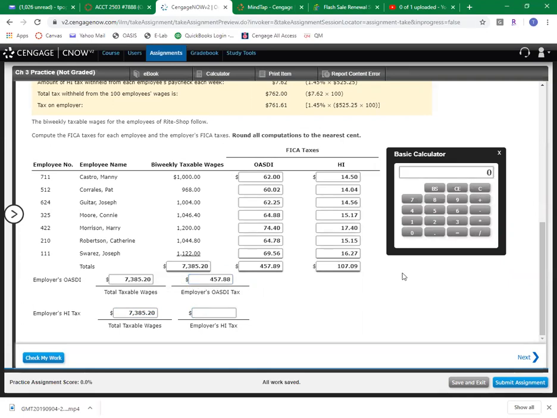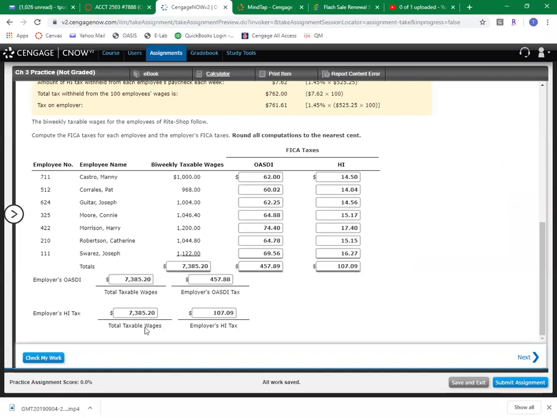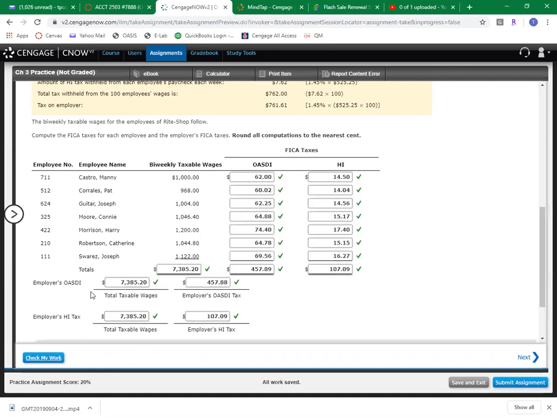And I would do the same for the Medicare tax. Notice there I actually get the same amount. So if you're off a penny or two, that's why you definitely need to go off of the total taxable wages when calculating employers' tax liabilities. That's why I wanted to go over that one really quickly. The rest of it's pretty smooth and easy, but I thought that might trip a few students up.